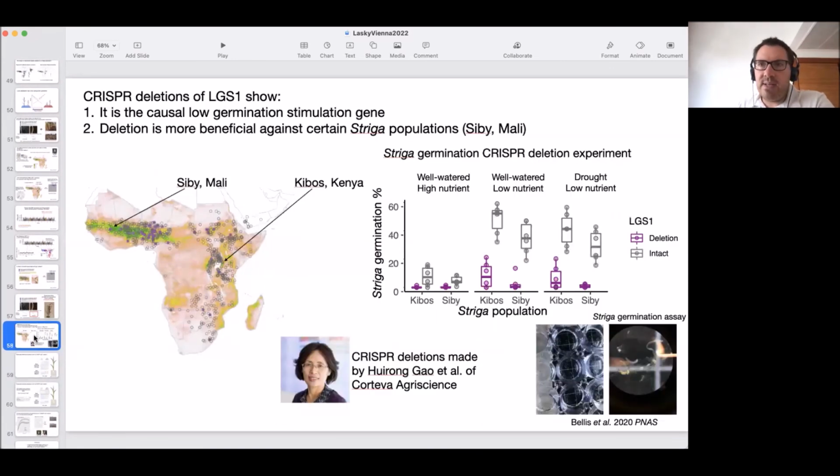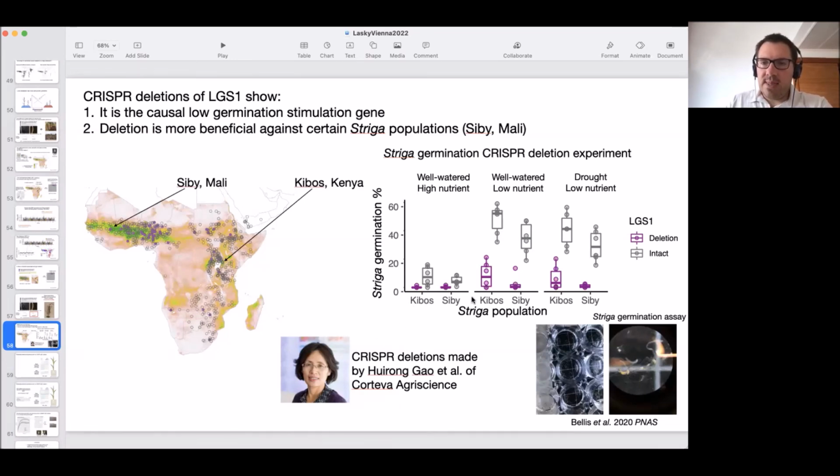Now, we also benefited in this study from collaboration with Corteva Agriscience, which is an agricultural company, who made CRISPR deletions. We were focused on LGS1 specifically, and made CRISPR deletions that mimic the natural loss of function variant at this locus. And we tested those CRISPR lines against parasite seeds from two different locations, one from Mali and one from Kenya.